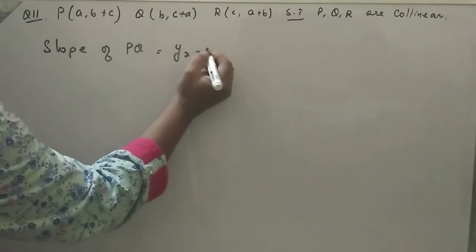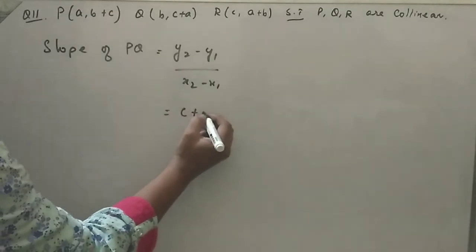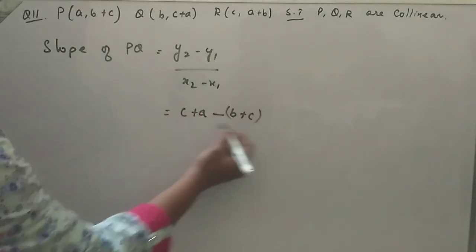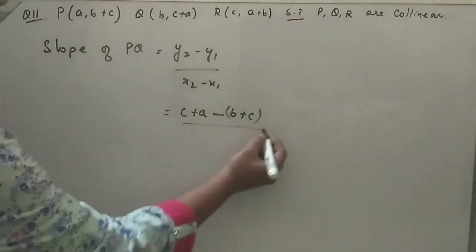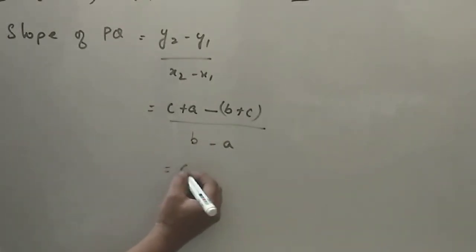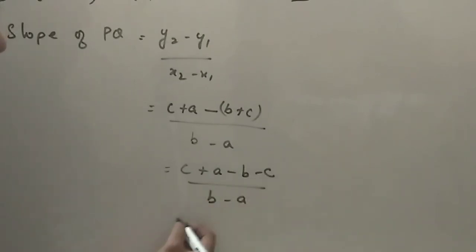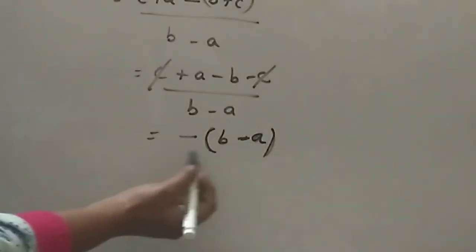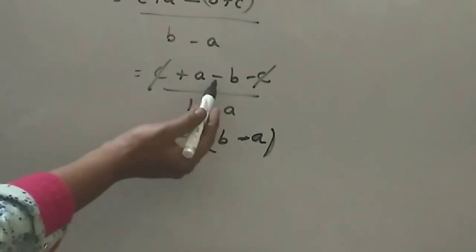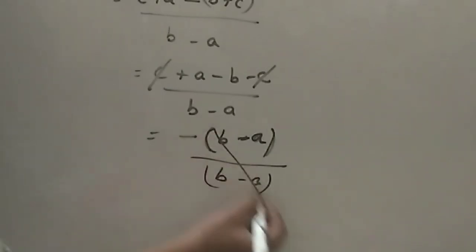You know the formula (y2 - y1)/(x2 - x1). So, (c + a - b - c)/(b - a). So these two get cancelled. We can write b - a and take the minus sign, that is -(b - a), giving (-b + a)... So b - a gets cancelled. So you will get -1.